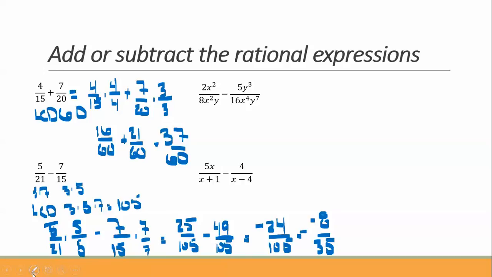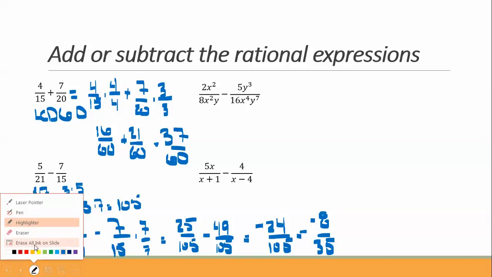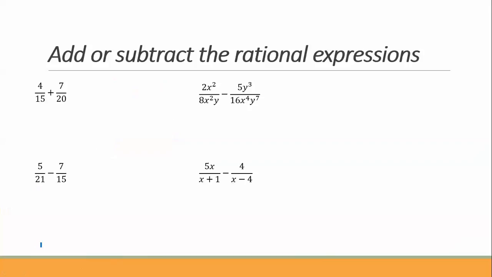Alright, I'm going to erase all this. If you need it, you can go back and pause. So then I have more room to do these. So this one looks very, very complicated, but remember our least common denominator that we found previously was 16 x to the 4th y to the 7th. So now we just need to multiply by what's missing. So we have 2x squared over 8x squared y.